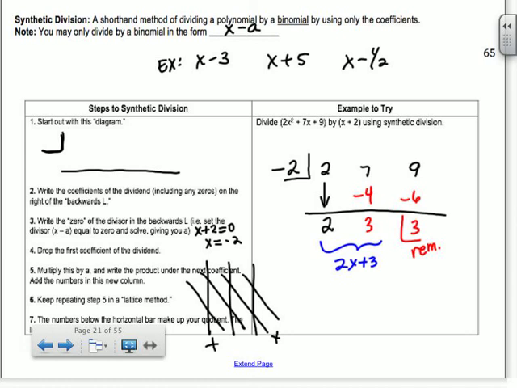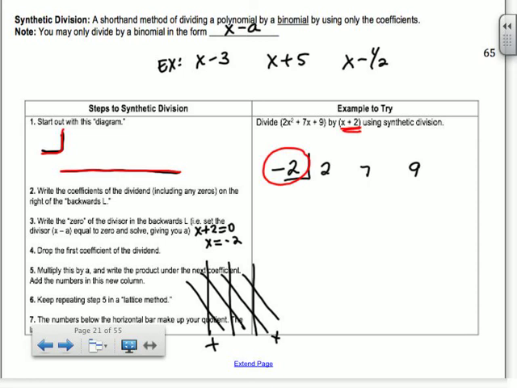You start out with the diagram where you have the backwards L, and then you have a line. You put the 0 of the divisor in the backwards L. So if you're dividing by x plus 2, you put negative 2 there. So it's whatever makes that 0. You then put the coefficients of your dividend. So we had 2x squared plus 7x plus 9, so we put 2, 7, and 9. We always drop the first term, so we drop the 2. And then it's a lattice method. So whenever we're going diagonally, we're going to multiply. Whenever we go up and down, we're going to add.